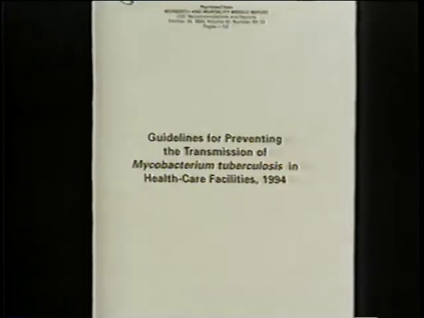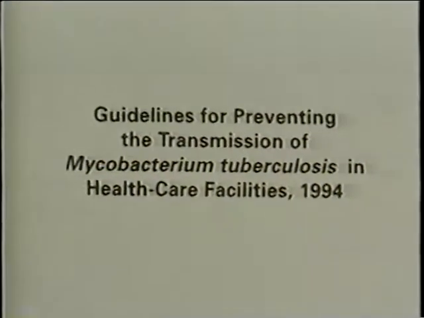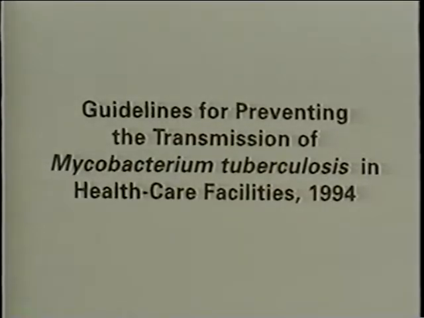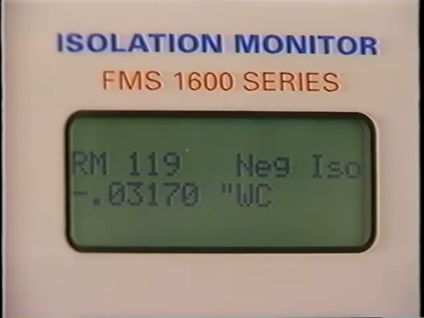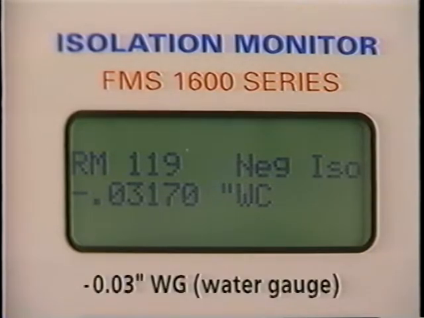There's more detailed information on negative pressure in the CDC guidelines, including recommended minimum values. However, higher pressure differentials can more reliably ensure that negative pressure does not fluctuate and remains effective. We recommend the facilities try to achieve a pressure differential of at least minus 0.03 inches water gauge.